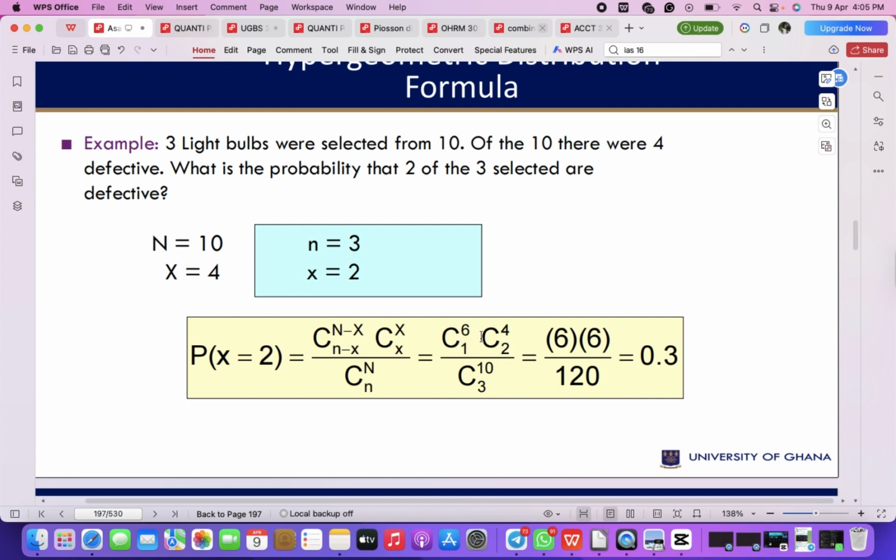And then we are saying that for hypergeometric, it's not replaceable. That's why we subtracted the 4 from this 10, that makes us 6 here. And then we subtracted the 2 from the 3, that makes us 1 here, right? So this is the formula. You just input the values, and then you have this. So this is the probability that 2 out of the 3 will be defective.